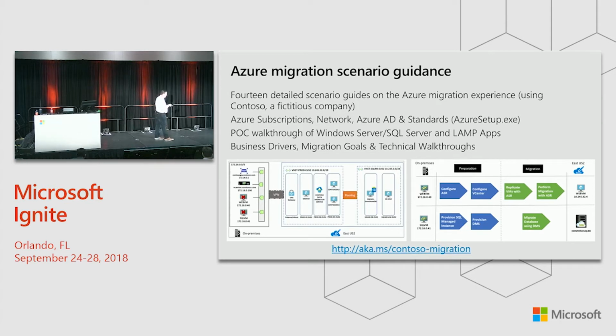If you can see the AKS link on the bottom, Contoso-migration. So this is right now, it's 13 documents. Well, it says 14 because there's another one coming. And these are scenario guides that focus, of course, on Contoso, right, our favorite company. Their move to Azure, right?